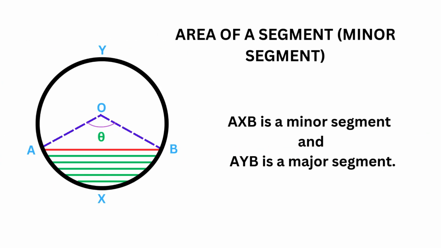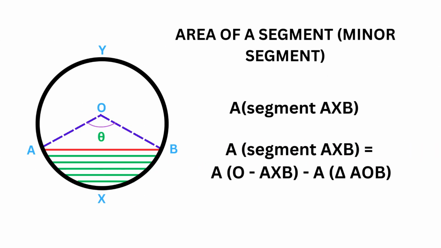Concept: area of a segment for minor segment. AXB is a minor segment and AYB is a major segment. The diagram shows a circle with center O, a chord AB, and the central angle AOB labeled as theta. The region AXB is the shaded minor segment. Area of segment AXB equals area of sector OAXB minus area of triangle AOB.